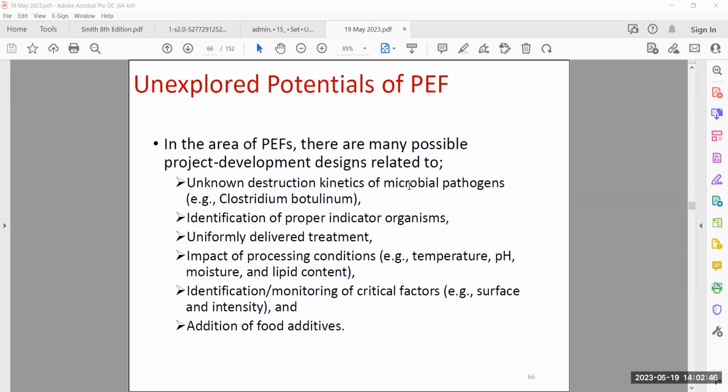So unexplored, there are many possible project developments designed to understand the destruction kinetics of microorganisms. Okay, identification of proper indicator organism, uniformly delivered treatment, because there's no specific standard for every food product, because sometimes food products are being contaminated with different microorganisms, and different microorganisms would give different results. Okay.